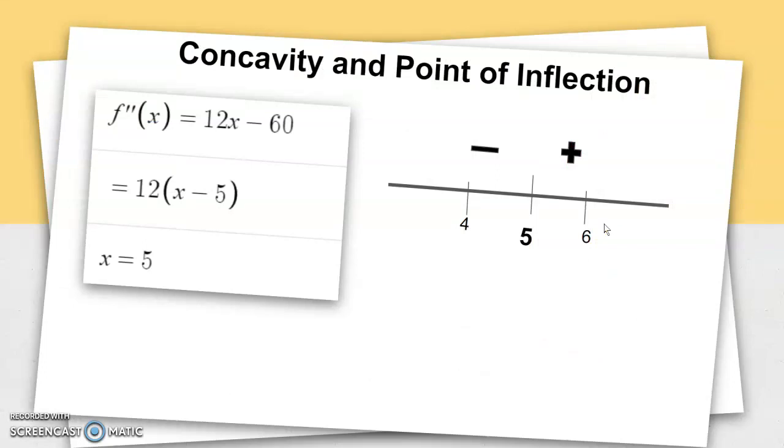Now we'll use our second derivative to find the concavity and point of inflection. Our second derivative from our primary example is 12x minus 60, and we're going to factor that out, which gives us x equals 5. And at 5, the concavity changes, and we will plug in the values from both sides, 4 and 6, to determine if it's concaved up or down.